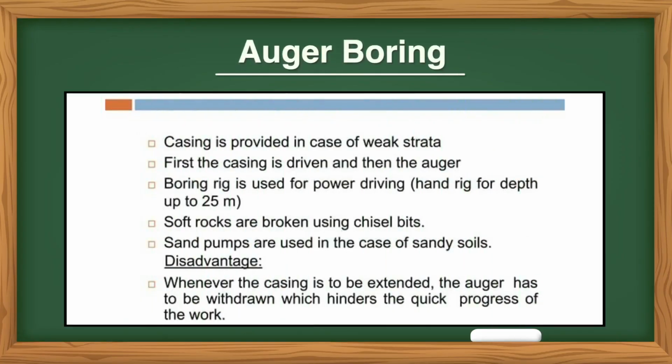Casing is provided in case of weak strata. First the casing is driven and then the auger. Boring rig is used for power driving, hand rig for depth up to 25 meters. Soft rock is broken using chisel bits. Sand pumps are used in the case of sandy soils. The disadvantage of auger drilling is that whenever the casing is to be extended, the auger has to be withdrawn, which hinders the quick progress of the work.